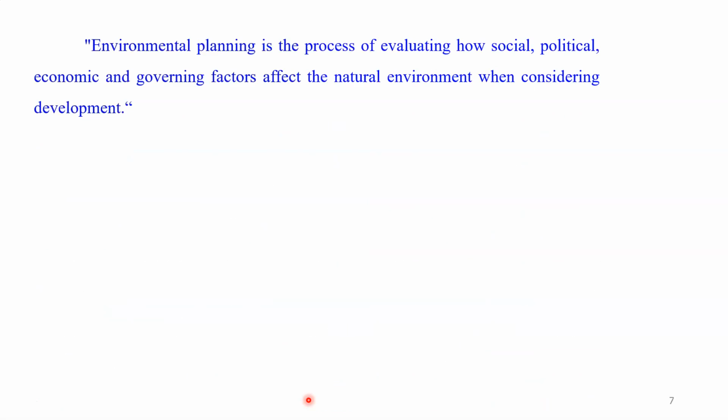Then, dear student, see another important definition. Environmental planning is the process of evaluating how social, political, economic and governing factors affect the natural environment when considering development. See, again the same meaning is there. When you continue your economic development, what you should keep in your mind is that simultaneously you have to evaluate your process, how it impacts the social condition, the political condition, the economic condition and governing factors. These all things are very important.